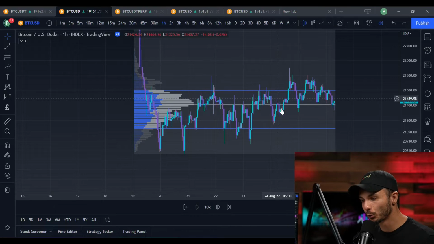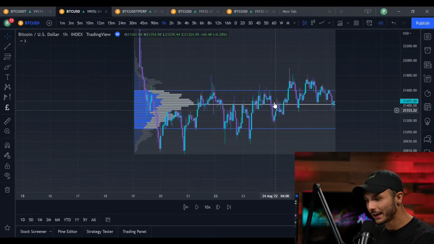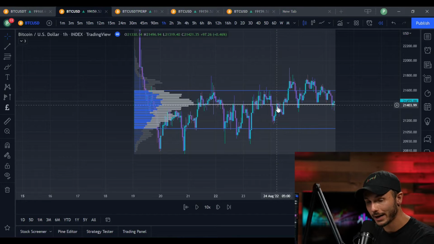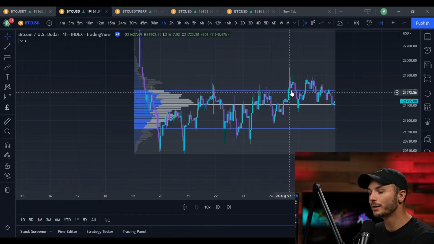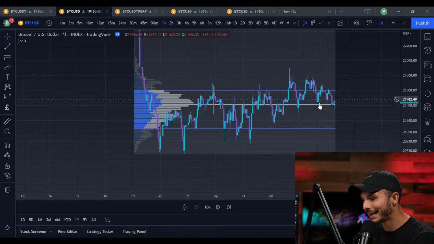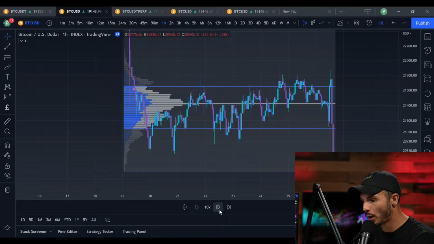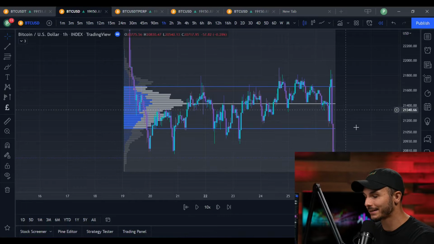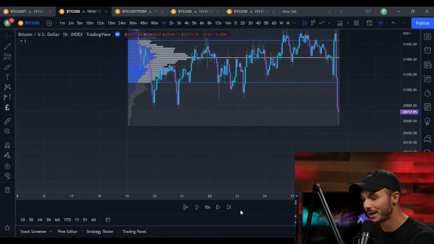Now, obviously, if you shorted the retest of this POC right here, you would have gotten a move to the upside. You would have taken a little bit of a ride, but then you come back in and get stuck below that value area high. Let's go ahead and move forward and see what happens. You get faked out to the upside once again, and then you lose the value area.